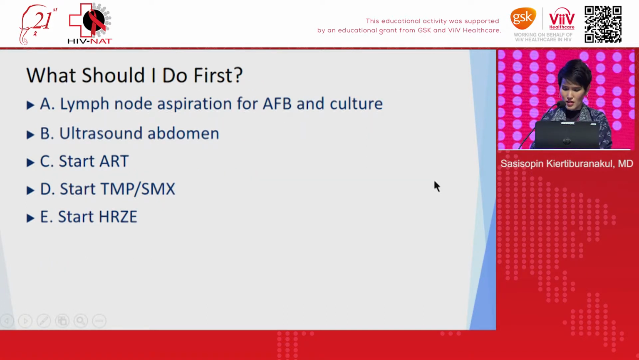So this is the first question: what should I do first? Lymph node aspiration, ultrasound abdomen, start ART, start cotrimoxazole for PCP prophylaxis, or, if you think about tuberculosis, can we start empirical four drugs? So let's vote.